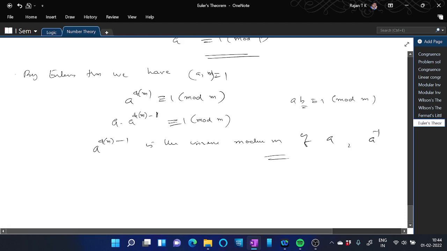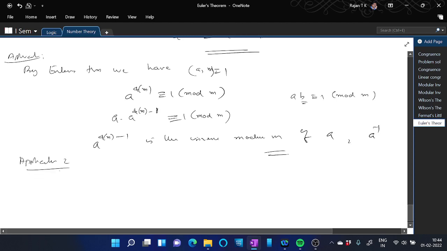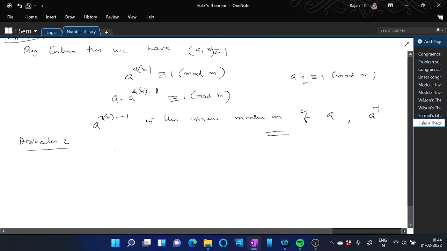And another application of this Euler's theorem, this is one of the applications. And the second application is to solve a linear congruence. Suppose we have a linear congruence Ax congruent to B mod m with gcd of A and m equal to 1. That is, A and m are relatively prime.